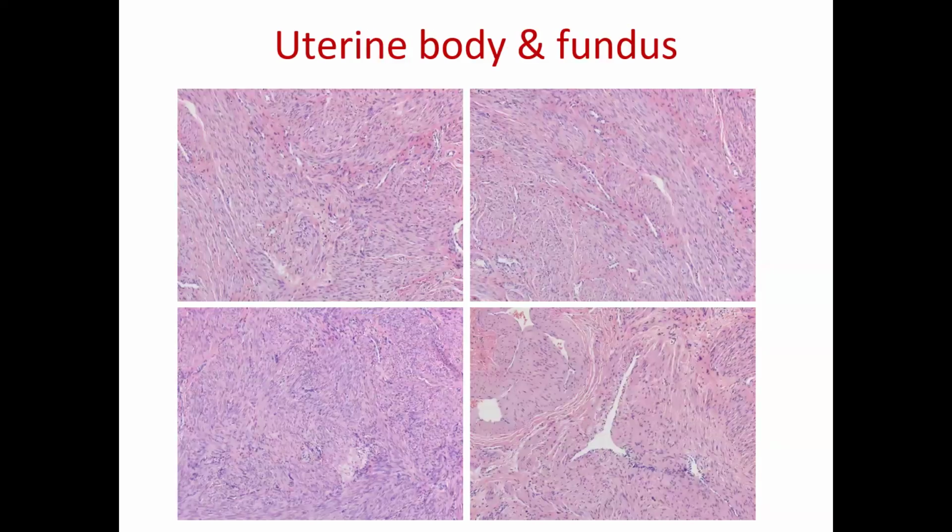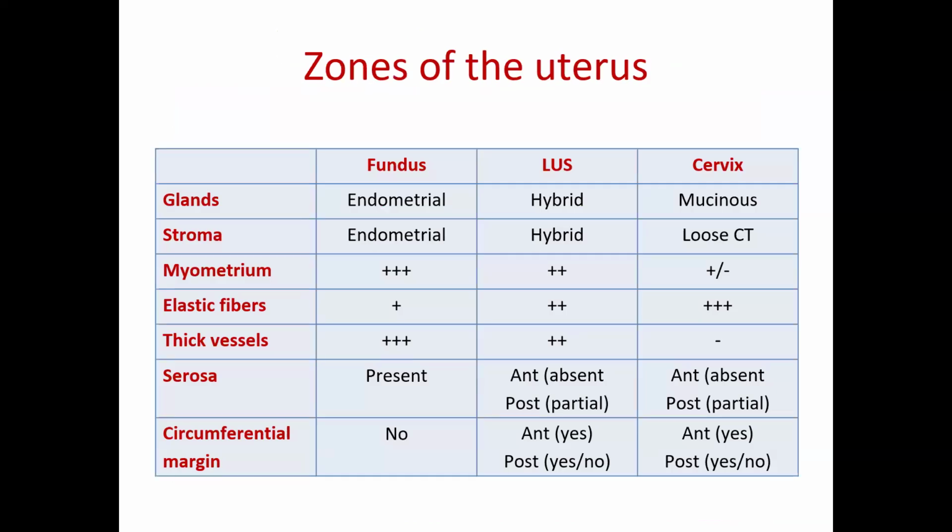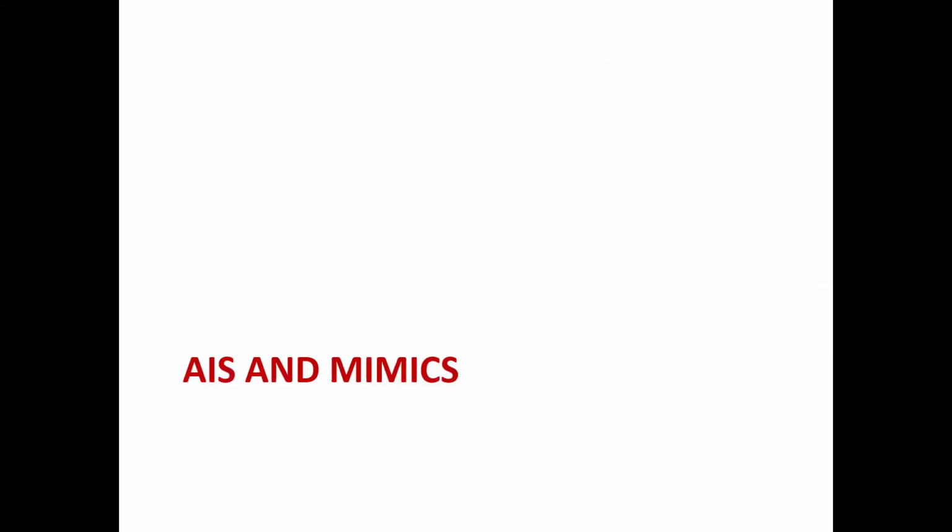When you go up in the uterine fundus, you will see that this is very robust musculature. This is how the myometrium looks like. And here are the famous thick-walled, very muscular blood vessels. This is how you know that you are in the uterine fundus. This is a nice table that can tell you the differences between these different zones, between the cervix, lower uterine segment, and fundus, what the glands look like, what the stroma looks like, and whether it has serosa on the surface or not.